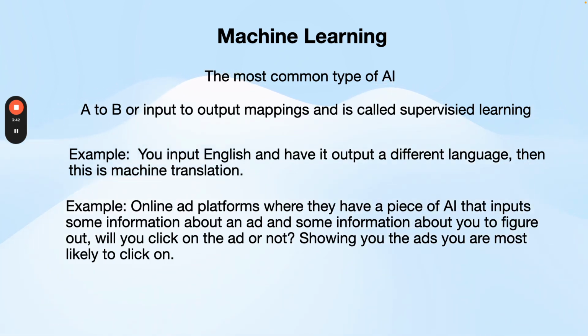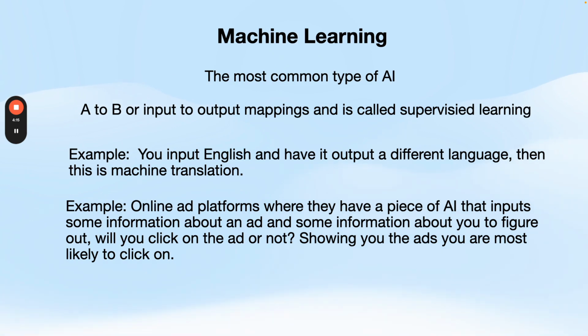So AI is basically what is referred to as machine learning. This is the most common type, I should say, is machine learning. So in other words, A to B, or input to output mappings. And it's what is referred to as supervised learning. So examples of that would be you input something in English and then the output comes back to you in a different language. That's a machine translation. So it's the A to B. I put one thing in, I expect something else out.